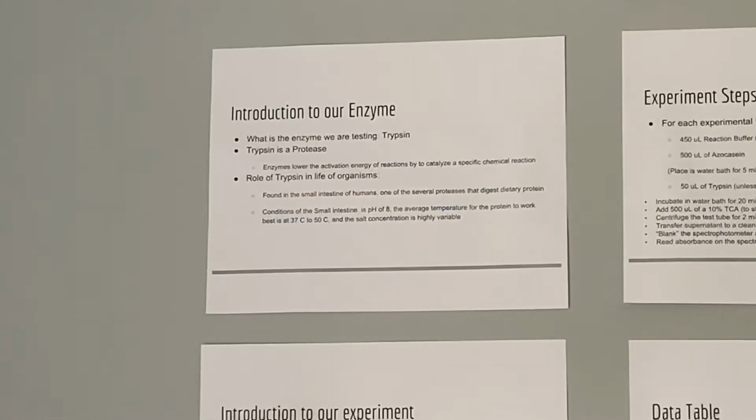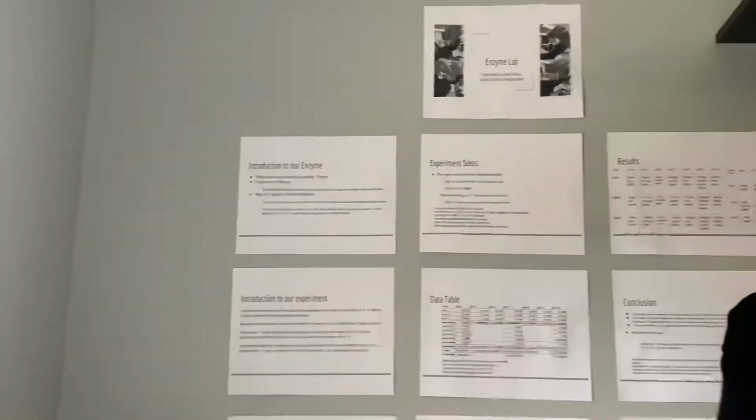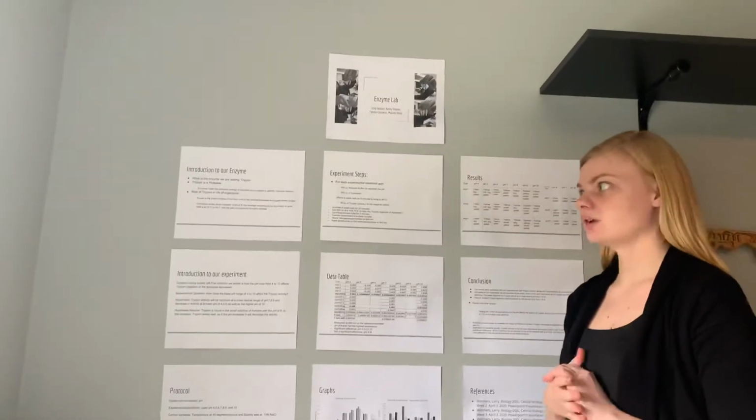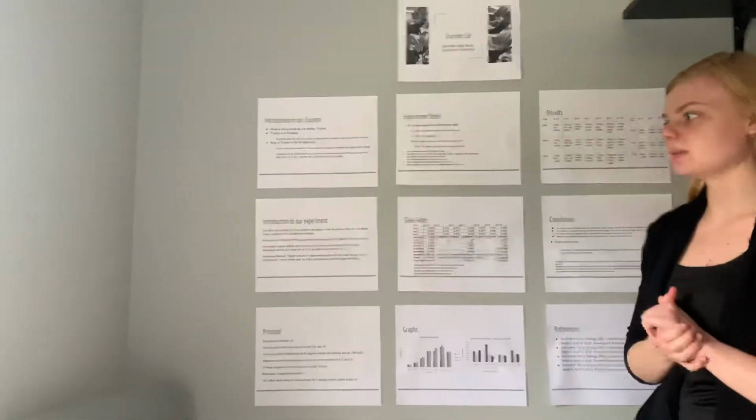The condition it is found in, in the small intestines, is a pH of 8. The average temperature that trypsin is found to work at is between 37 degrees Celsius and 50 degrees Celsius. And the salt concentration for that is highly variable. So next we're going to go into our introduction to our experiment.